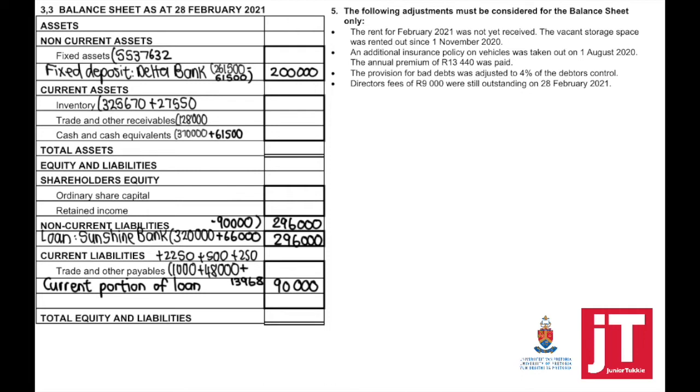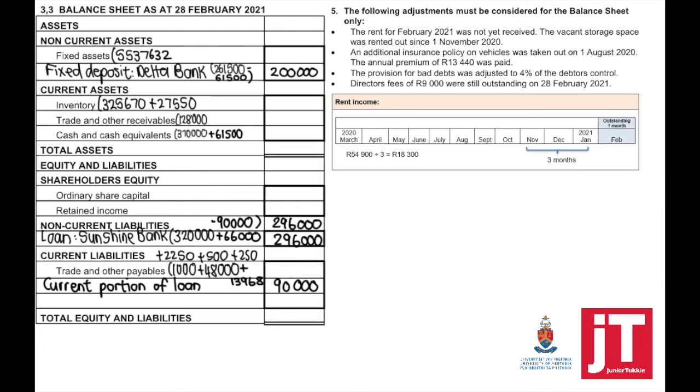What is important to remember here, our accounting period ends 28 February 2021, which means that it starts the 1st of March 2020. Don't assume this is for 12 months. It was only rented out from the 1st of November. To find out the rent, which is still outstanding, we have to take 54,900 from the pre-adjustment trial balance, and we're going to divide it by 3 to find the missing amount for the month of February. Because this is accrued income, rent received, rent still outstanding, and income that is outstanding must go to trade and other receivables plus 18,300.